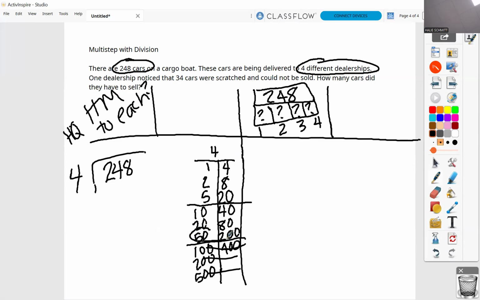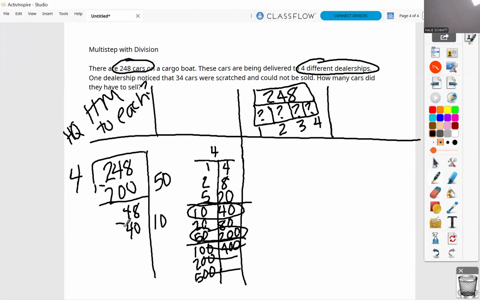Okay, so I can make a group of 50, take a group of 50 out of there, which would eliminate 200 of this. And I have 48. Then I can have a group of 10. That would eliminate 40. And then I can eliminate a group of 2, which would eliminate 8 of it. Add that together, I have 62 cars.